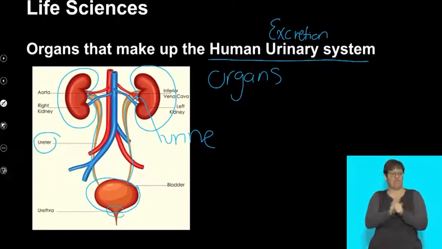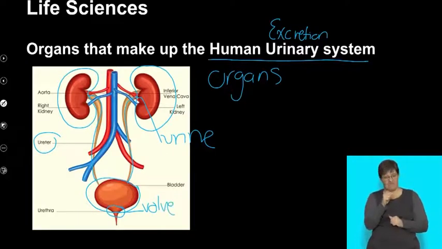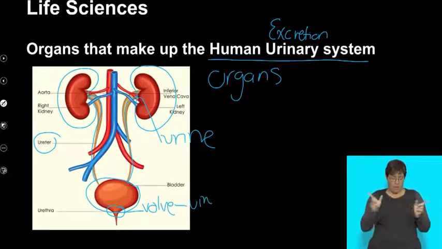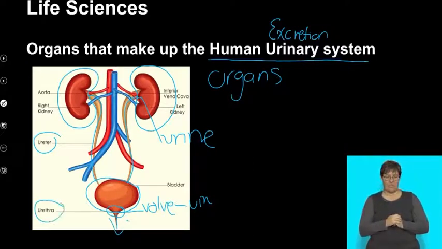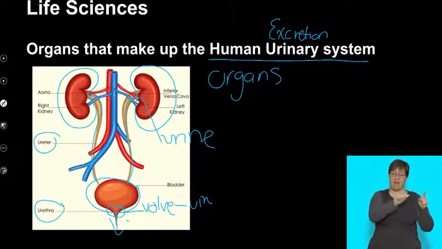And over here, we have a little valve or a little sphincter, and we can control it, and it says, okay, relax, and the urine will then come out of the bladder and go to a tube called the urethra. The ureter and the urethra sound very similar, so don't get confused.